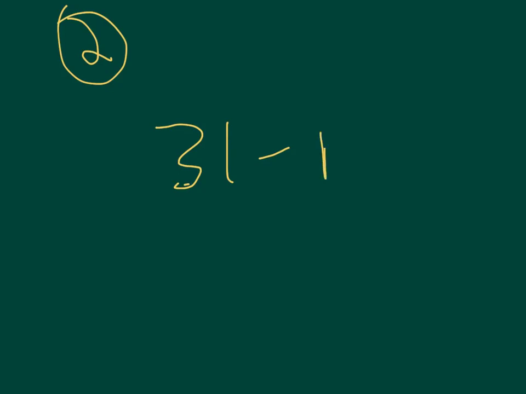All right, let's try another one. How about 31 minus n equals 19. What does n equal then? Take a second to figure it out. Okay, so 31 minus n equals 19.